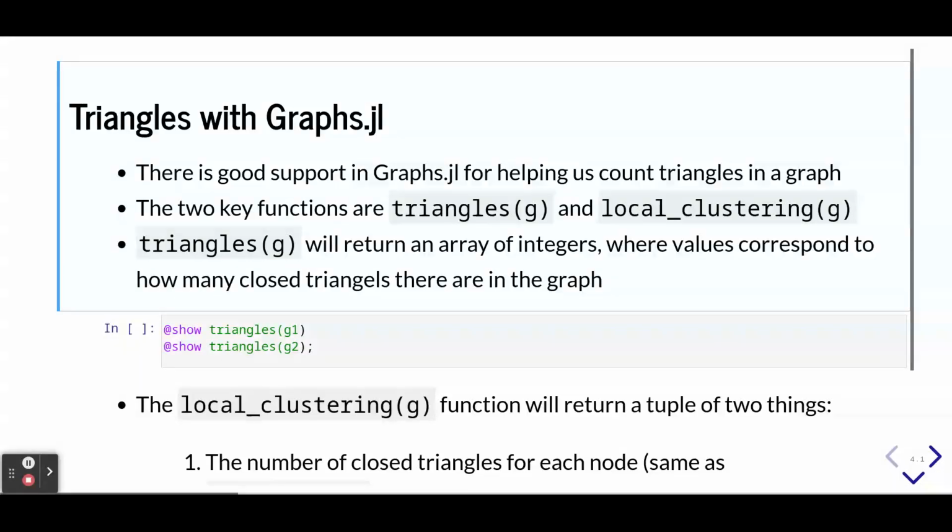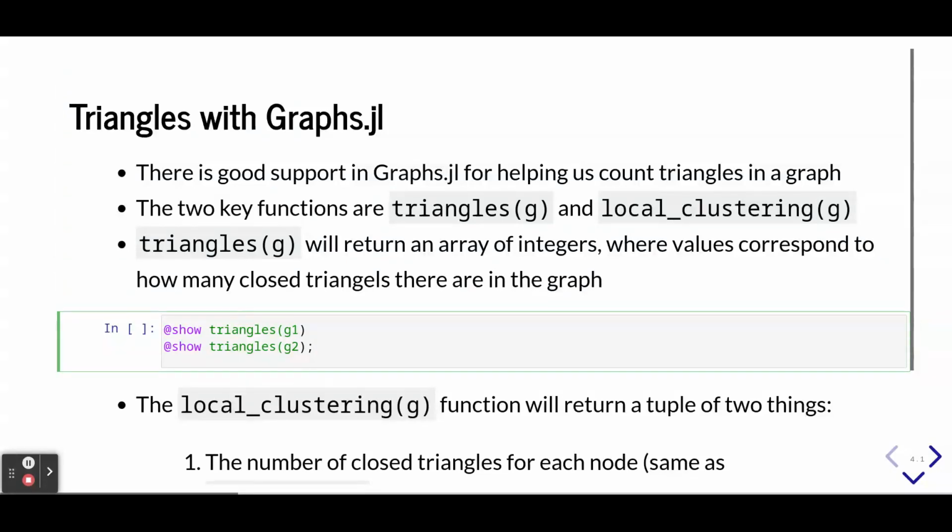Now, as triangles are a fundamental building block for doing graph analysis and network science, it makes sense that there would be support for working with triangles in Graphs.jl. And thankfully for us, there is very good support here. There are two key functions that we will find ourselves using to work with the triangles of a graph. These two functions are called triangles, and the second one would be local clustering. So the triangles function is going to return an array of integers.